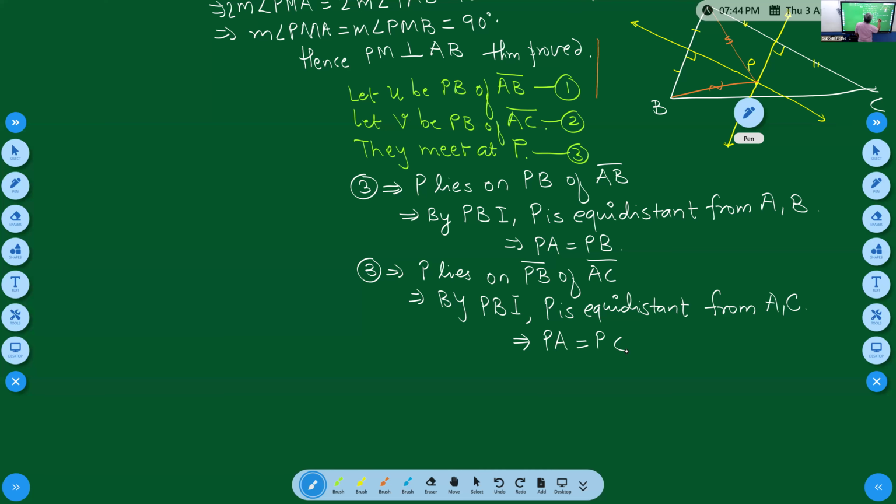ठीक आहे, 3 पर्यंत झाले. So this is 4. Statement 5. Okay. So this is halfway done. Now we are supposed to show concurrency. That means the third line also passes through point P. So can you complete now? Two more steps, two more lines, and the proof is complete.